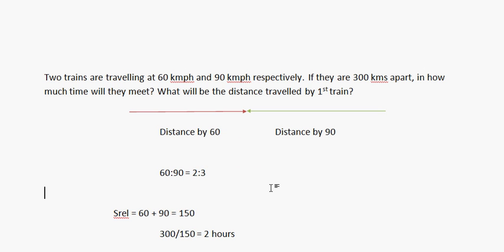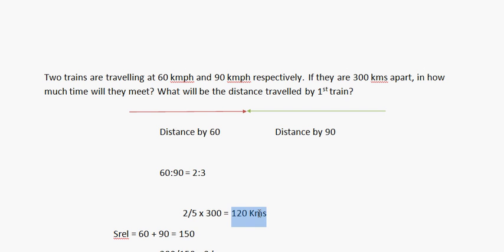We know that the total distance traveled by them is what? 300, right? So the first train would travel 2/5 of that distance, which means 2/5 of 300, right? Which is equal to 120 kilometers. So 120 kilometers is traveled by the first train, and 180 kilometers is traveled by the second train. The first train travels 120 kilometers and its speed is 60 kilometers per hour.